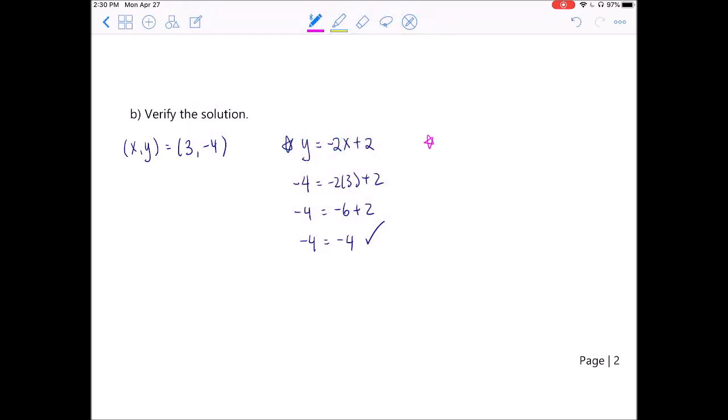Let's take a look at the second equation with the same point. So we have this equation now, and sub in y equal to -4, x is 3. Hey, they do end up valid. So we can then state that we have verified the solution set to be (3, -4).